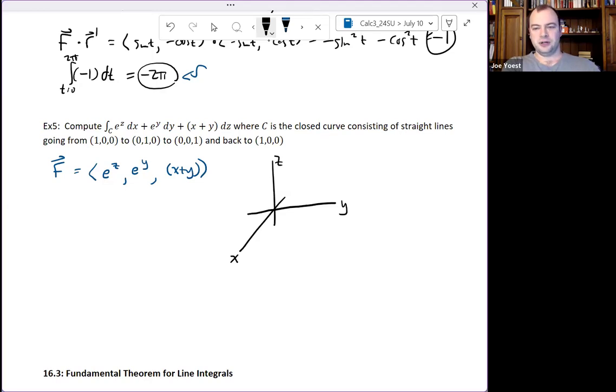consisting of straight lines going from 1, 0, 0 to 0, 1, 0. Let me put an arrow indicating the direction as well. From 0, 1, 0 to 0, 0, 1. And from 0, 0, 1 back to 1, 0, 0. So in our perspective here, we're looking down on this little chunk of a plane, this little triangle, from high up in the first octant. This is going counterclockwise.